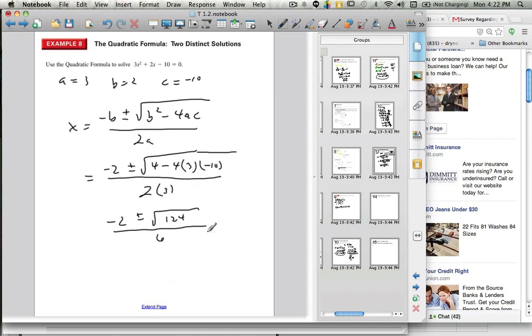Okay, at this point I would probably want to go ahead and distribute my division. I'll have negative 2 over 6 plus or minus. I want to simplify this, which we did in the last problem. I've got square root of 124 again. So this is 4 times 31. Square root of 4 is 2. Root 31 all over 6. So x will be equal to 1/3 plus or minus root 31 over 3 when I simplify my fractions.